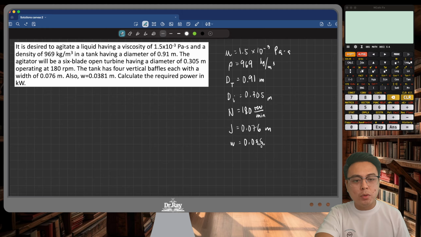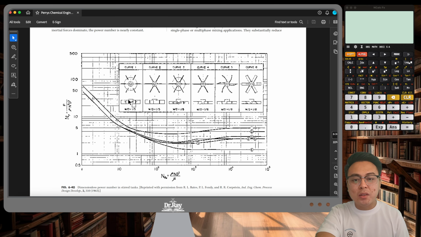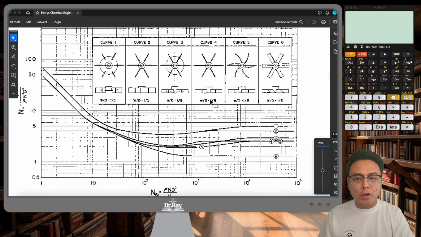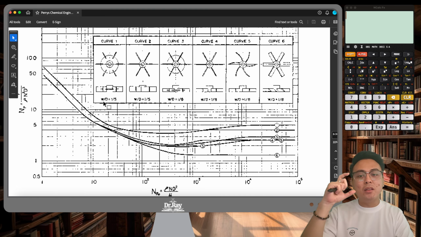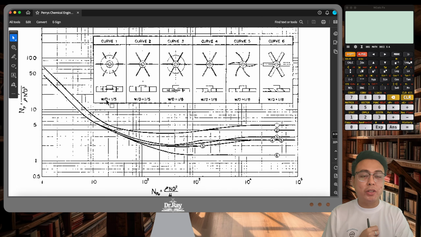What is W? W is the baffle width. Sorry, not baffle width, impeller blade width. And impeller blade width, along with the impeller diameter, are the important parameters that we need for this design, for these different curves. If you notice, it's a little bit blurred here, but at the bottom here you have the parameter W over D. This is exactly the W that we described as the impeller blade width, and D here is the impeller diameter.